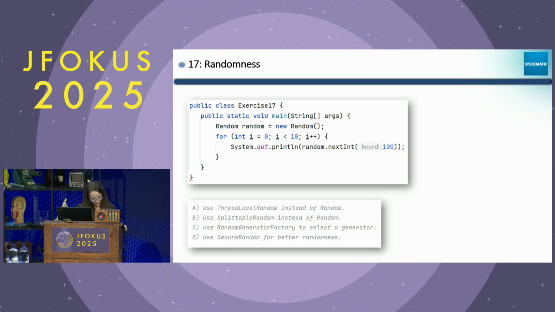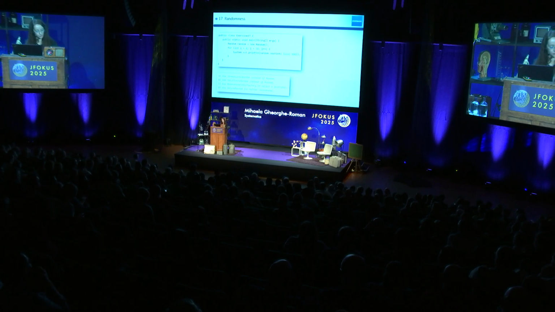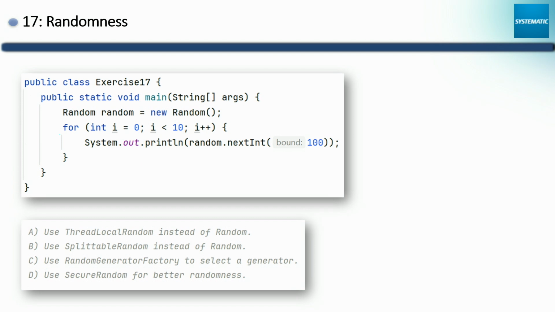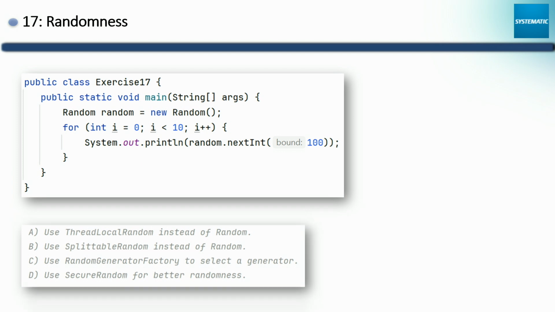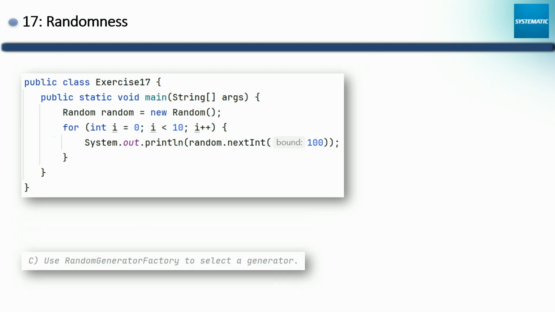Okay, most of you selected D already. Also options A and C, those 2 are equally voted. So SplittableRandom is definitely not an option for you. Let's see which was the correct answer. Most of you selected SecureRandom, but I'm afraid the correct answer was C, and that is to use a RandomGeneratorFactory to select a generator.